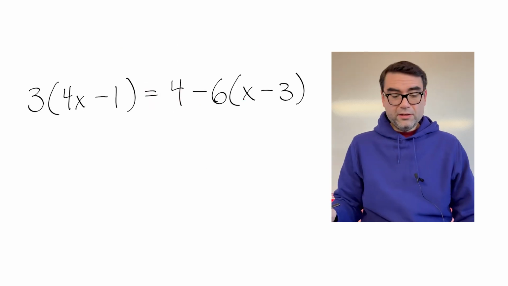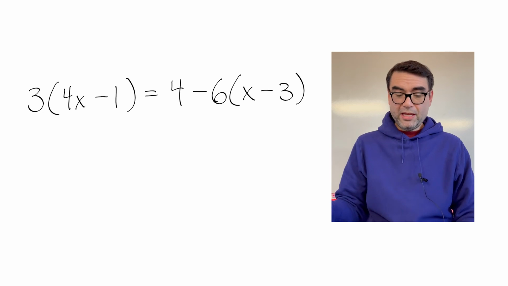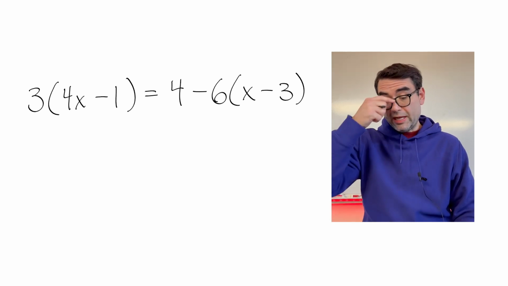Let's look at another example. So we have the equation 3 times the quantity 4x minus 1 on the left side of the equation equals 4 minus 6 times the quantity x minus 3.